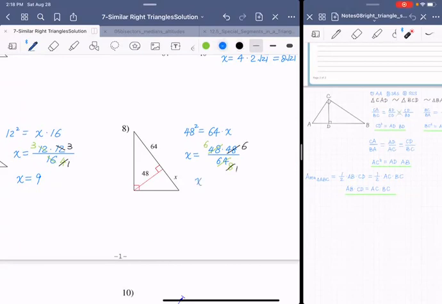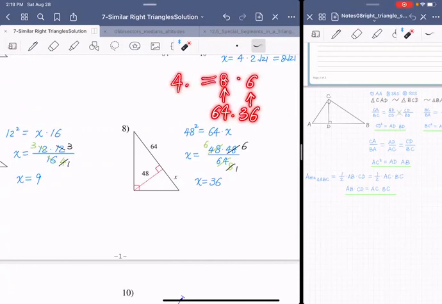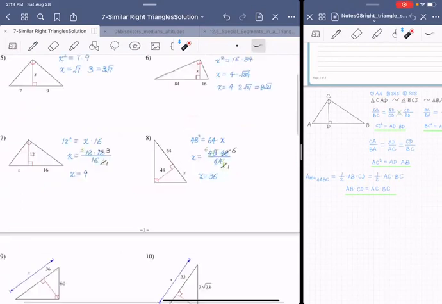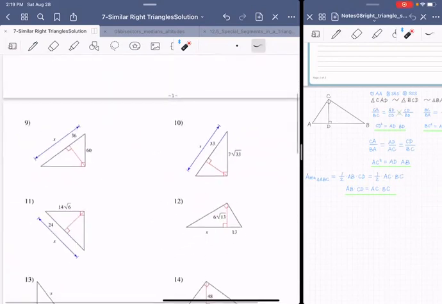So X equals 12... wait, oh, 36, right? Yes. You might notice that this guy's square root is 8 and this is 6. Correct. That's why. Okay. Next.